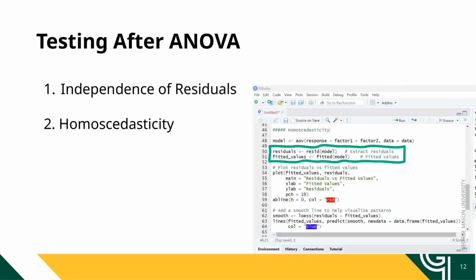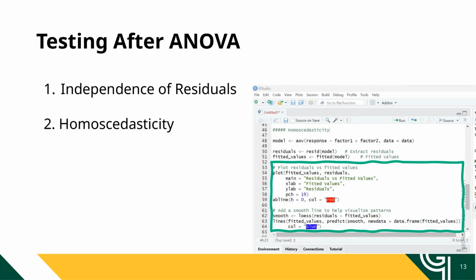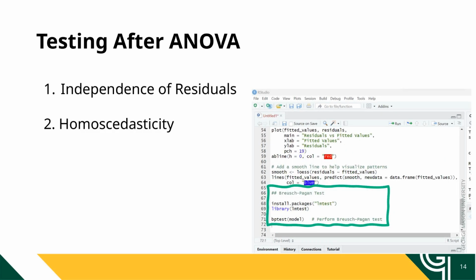Fit the model. Retrieve the residuals and fitted values. Visualize whether residuals are randomly scattered around 0 or if there's a pattern, which indicates non-constant variance. The plot function creates a basic scatter plot of residuals against fitted values. The abline function adds a horizontal line at 0 for reference. The lowess function is used to add a smoothed line to help identify any patterns in the residuals. The Breusch-Pagan test formally assesses if there is a significant relationship between residuals and fitted values. A p-value greater than 0.05 suggests homoscedasticity.